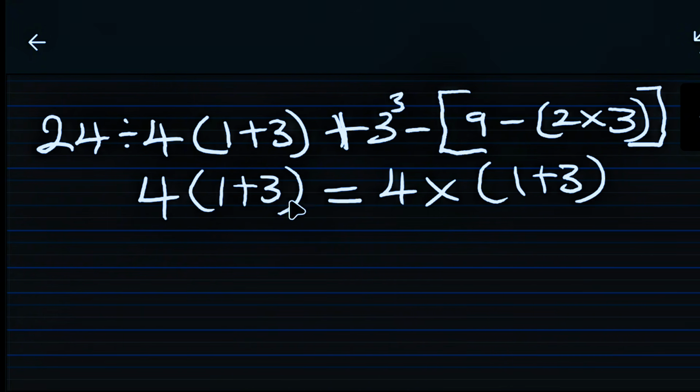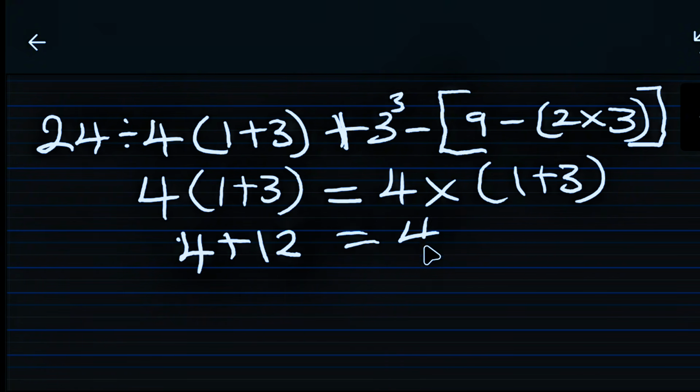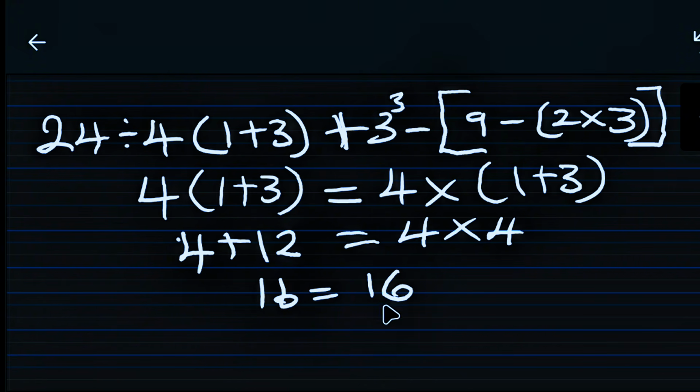If you use this 4 to open this parenthesis, you can write this as 4 multiplied by 1 equals 4, plus 4 multiplied by 3 equals 12. And this one is equal to 4 multiplied by 1 plus 3 equals 4, okay? Now 4 plus 12 here equals 16. And 4 multiplied by 4 equals 16. So this and these are the same. So from here, let's now solve our given expression.